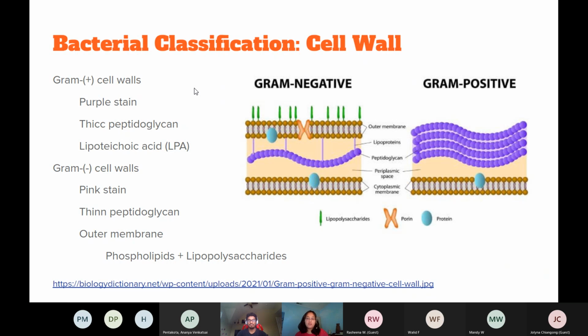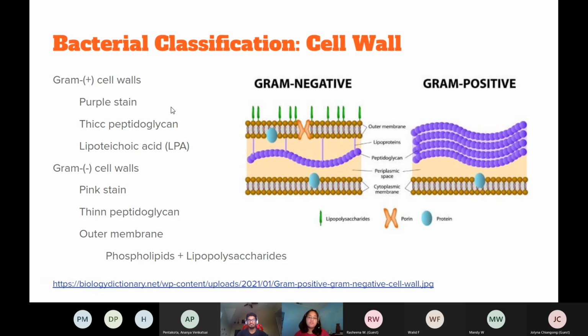So specifically going into the cell wall, as I mentioned before, we have the gram-positive cell walls and the gram-negative cell walls. There are a lot of differences between them. When you're in the lab, gram-positive cell walls tend to be purple, while gram-negative cell walls tend to be pink. And structurally, gram-positive cell walls have a thick layer of peptidoglycan. In this picture here, it's the purple strand. And another thing that it has is lipoteichoic acid, or LTA.